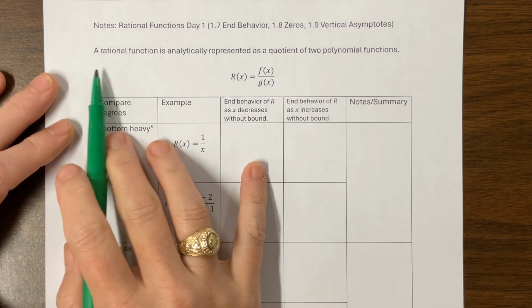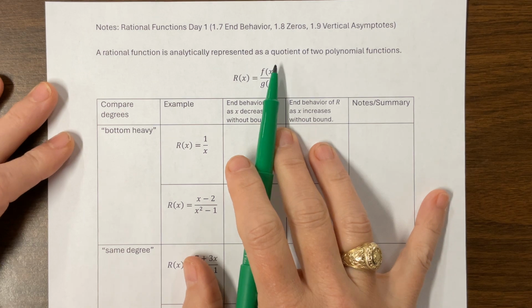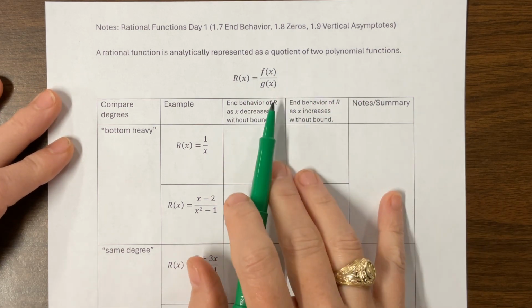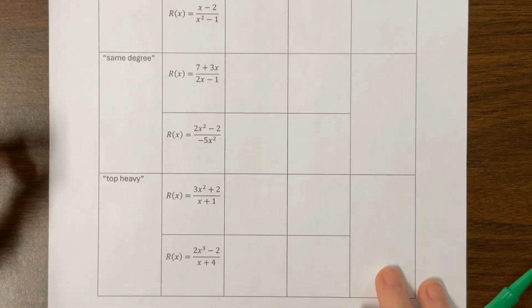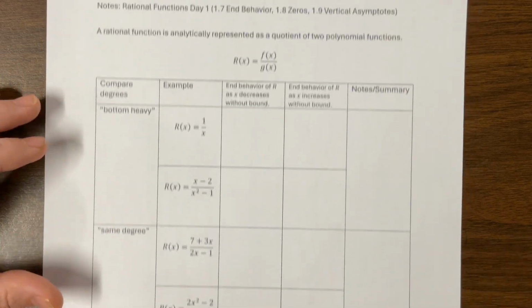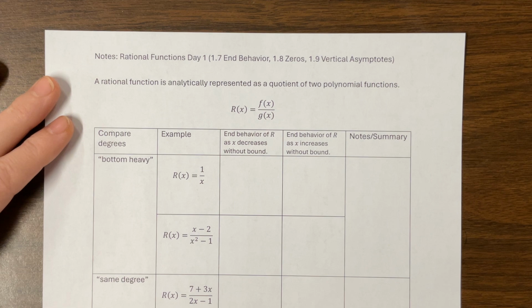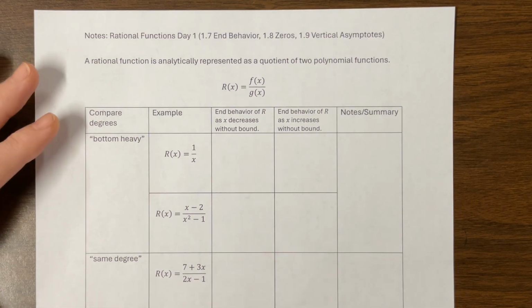First of all, a rational function is analytically represented as a quotient of two polynomial functions. So I have some polynomial divided by another polynomial. I'm going to give you a bunch of different examples, and then we're going to figure out the end behavior and talk about what it looks like and go from there.